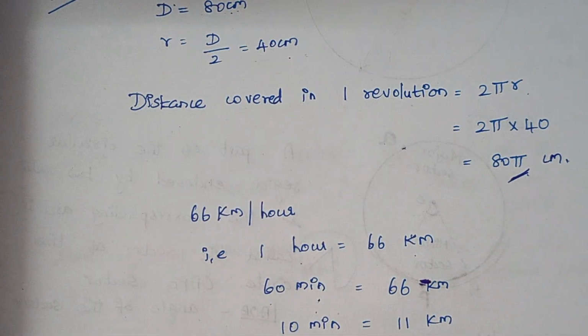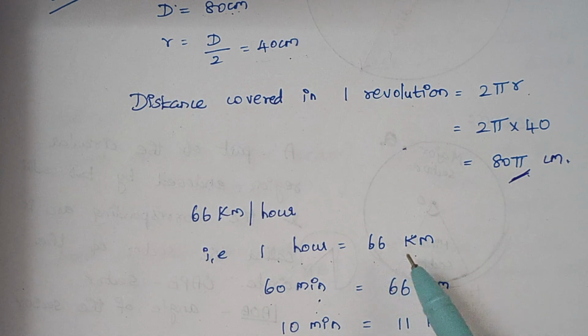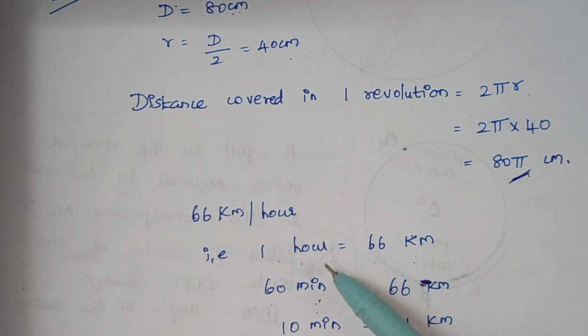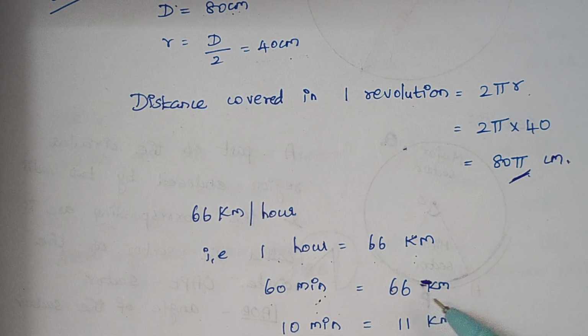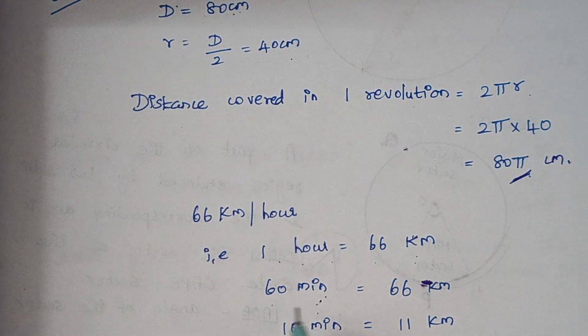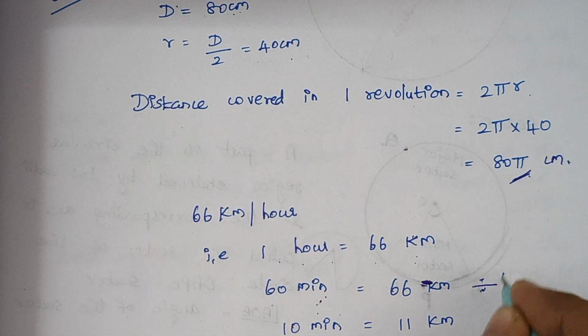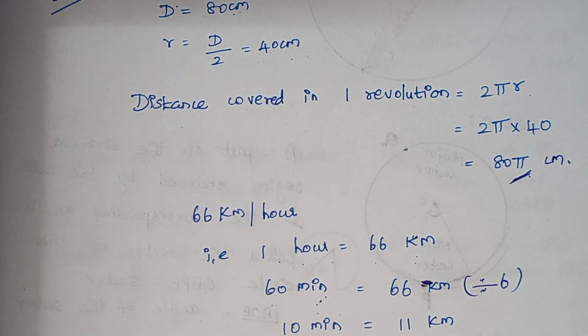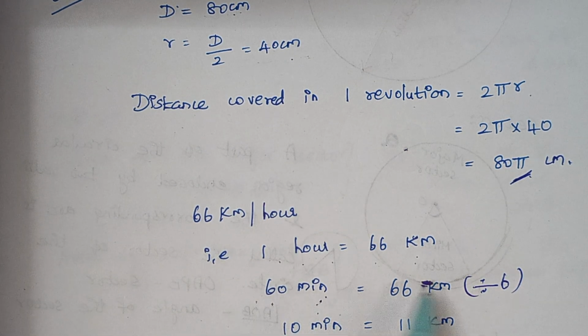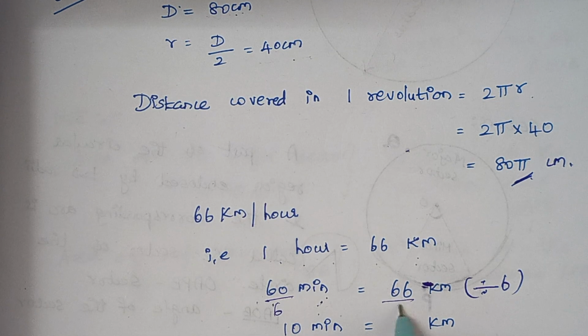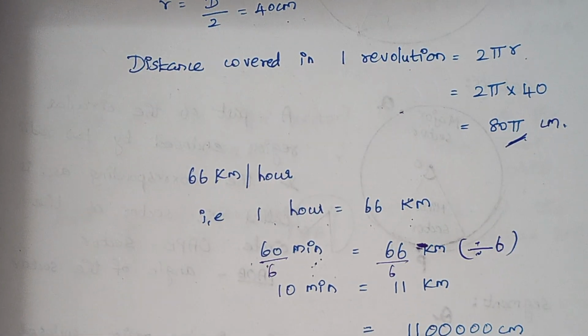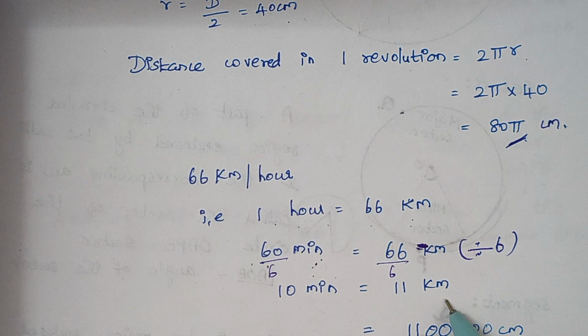So in 1 hour the car covers 66 kilometers. Therefore, 60 minutes is equal to 66 kilometers. But what I actually need is everything in 10 minutes. Therefore I am dividing this by 6, because 60 divided by 6 gives me 10. When you divide both sides by 6, 10 minutes is equal to 11 kilometers, right?